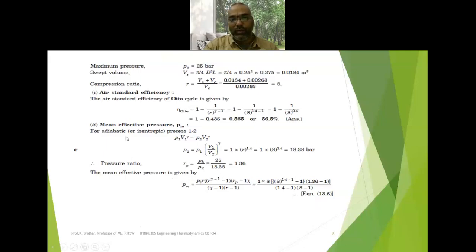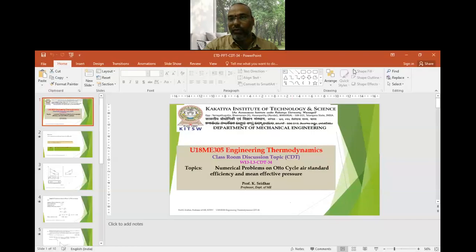The next one is the mean effective pressure. We know the basic formula: the work done divided by the swept volume. You know the work done and the swept volume, so the mean effective pressure is found as 1.334 bar. So in today's class we solved some problems based upon the Otto cycle, air standard efficiency, and mean effective pressure.